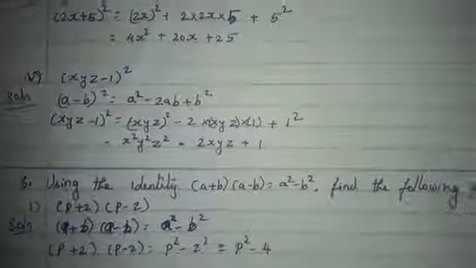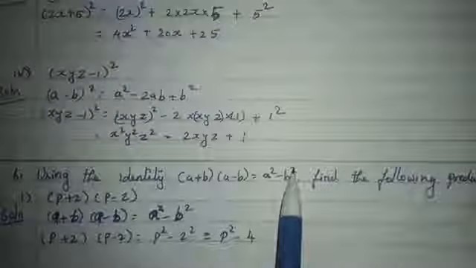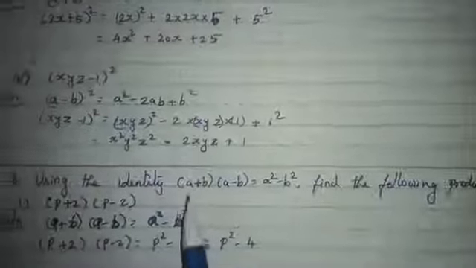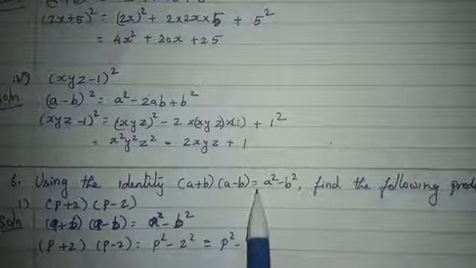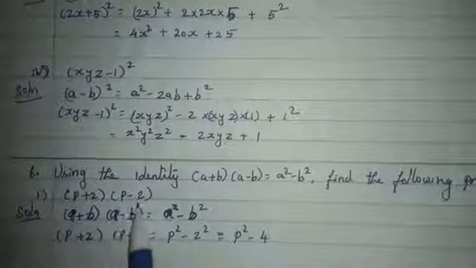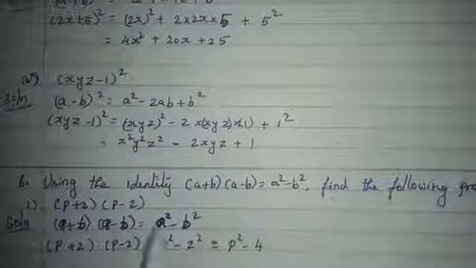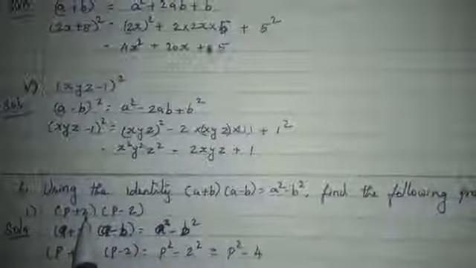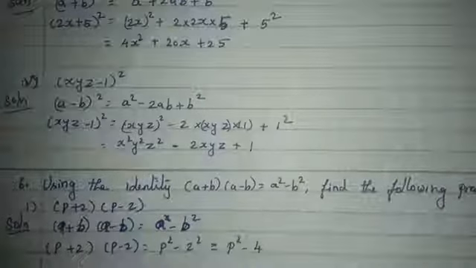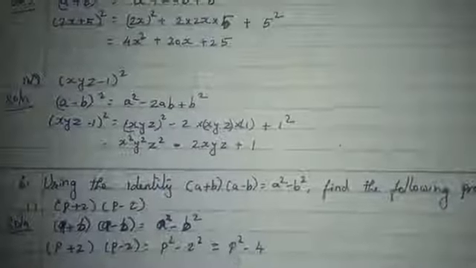Sixth one, using the identity (a + b)(a − b) = a² − b², find the following product. Here we are going to use this identity to find the product of the given algebraic expression. First, (p + 2)(p − 2). The identity is (a + b)(a − b), which is equal to a² − b². Instead of a, we have p, and instead of b, we have 2. Therefore, (p + 2)(p − 2) is equal to p² − 2². We get the product as p² − 4.